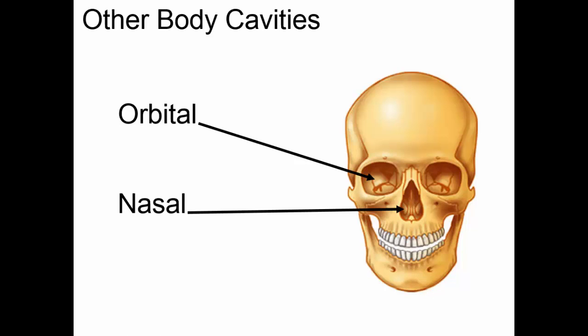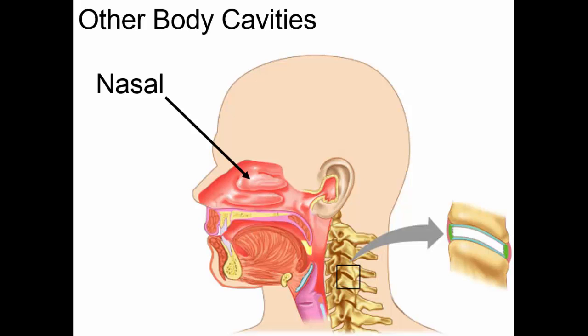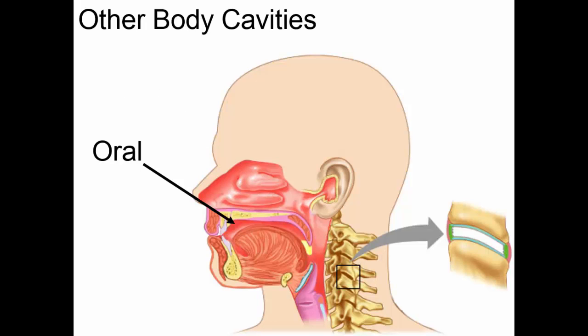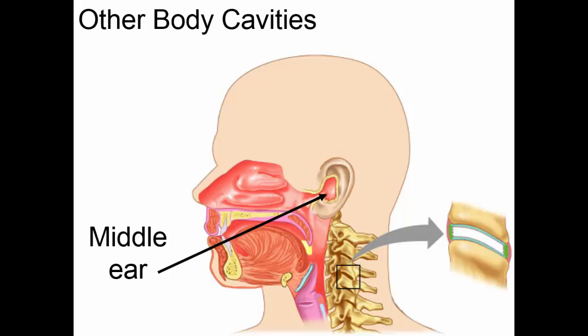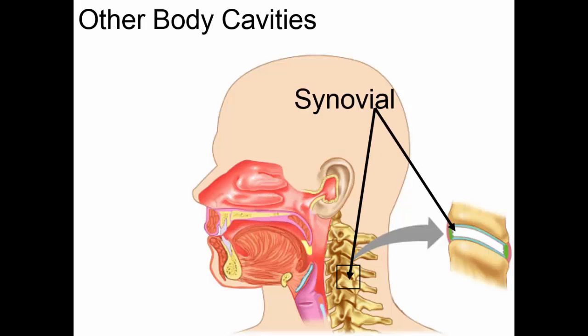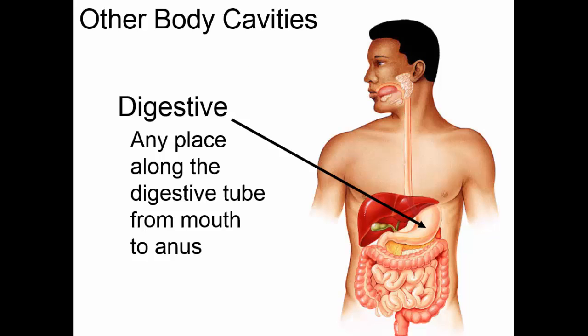There are some other body cavities. The orbital is the eye socket, and the nasal cavity is behind the nose. As we look at this side view, here's another view of the nasal cavity, and then we have the oral cavity, which is the mouth. The middle ear has a hollow space in it, and in between the bones we have cavities. These are known as synovial cavities. The digestive area is any place along the digestive tube from mouth to anus.